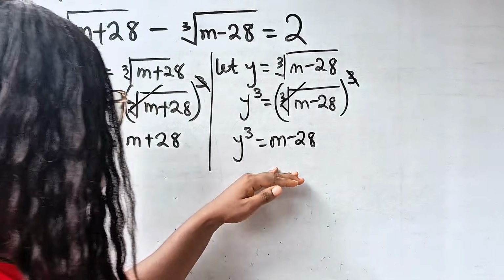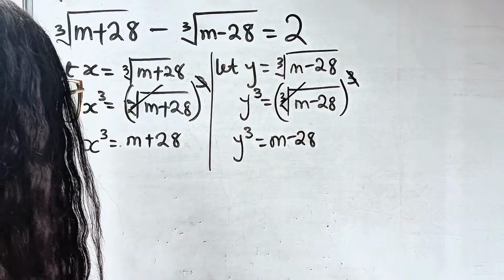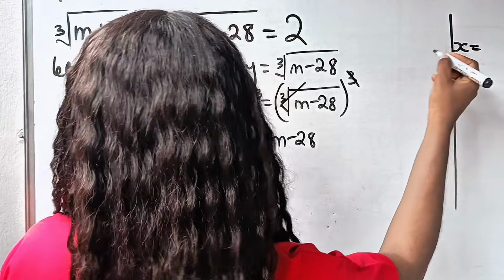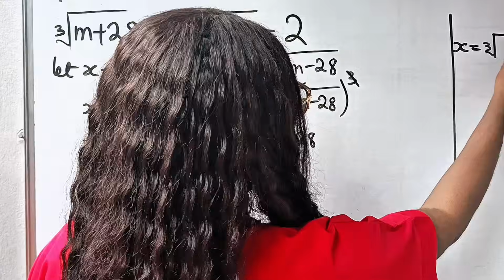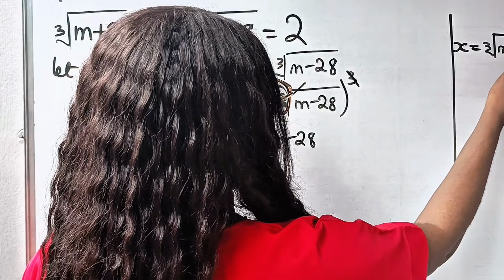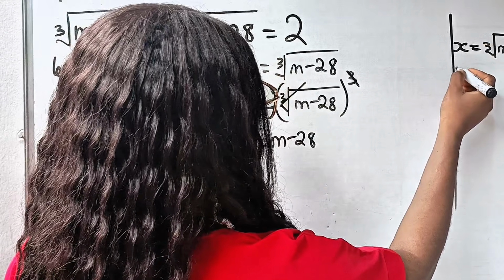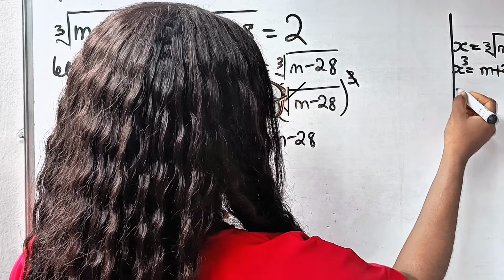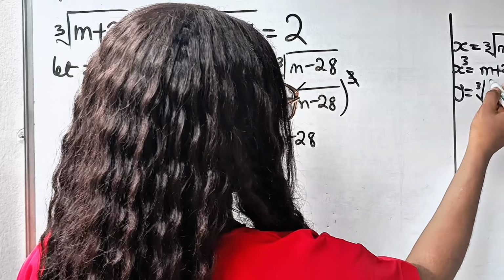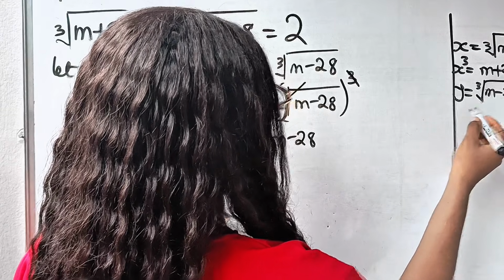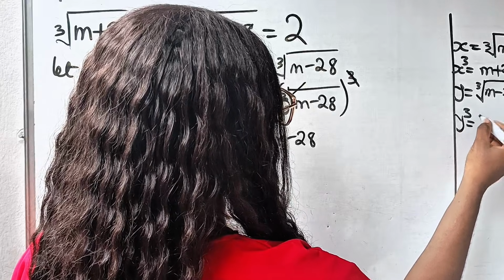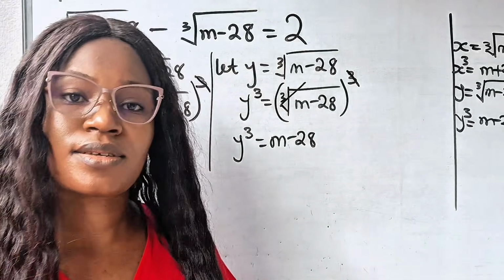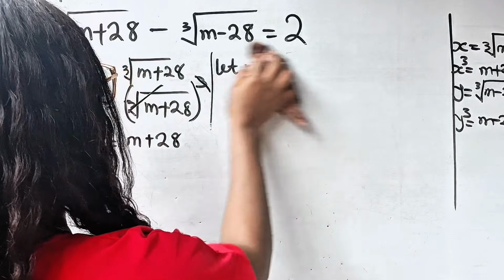Now, I'm going to write this outside here, because I have little or no space here. So I have my x to be cube root of m plus 28 and my x to the power of 3 to be equal to m plus 28. And I have y to be equal to cube root of m minus 28 and y to the power of 3 to be equal to m minus 28. Okay, don't worry, it's too small, but I can see it. All right.